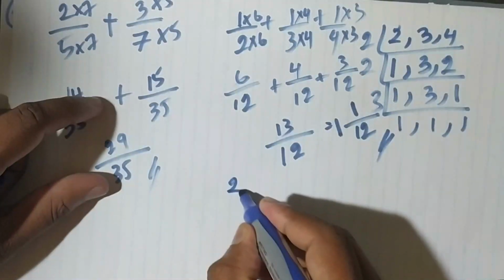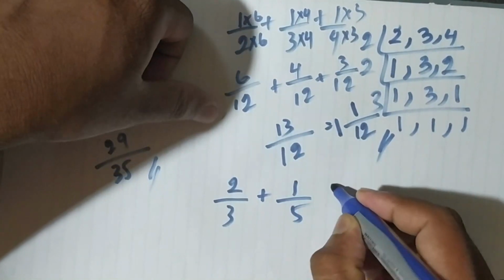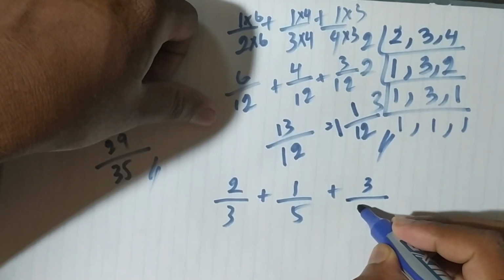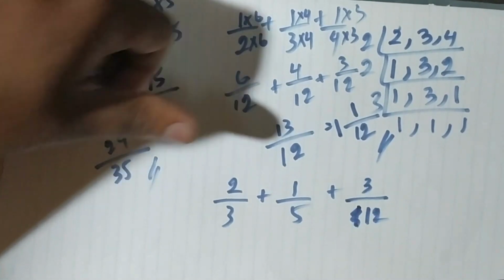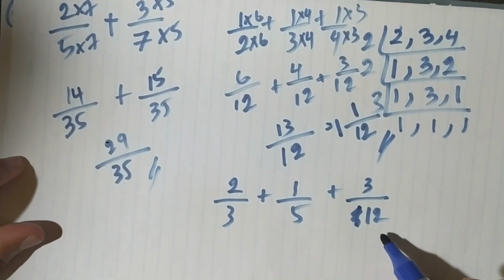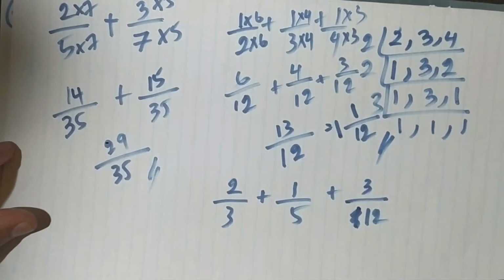Let's take 2 over 3 plus 1 over 5 plus 3 over 12. Okay, I am taking like this. Here see, this 3 you can change into 12, but this 5 you can't change into 12. So what you should do, take LCM.